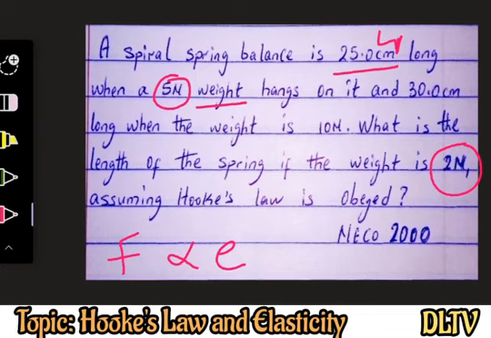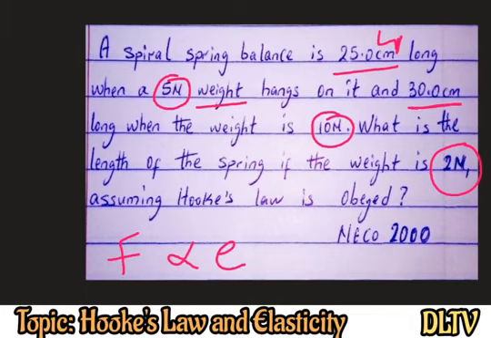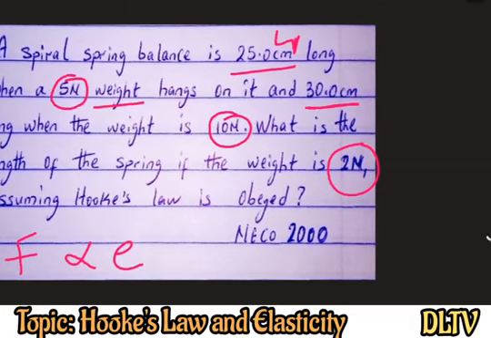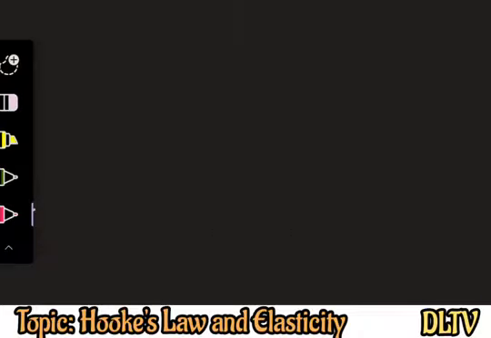Now, when the weight was changed to 10 Newton, the length became 30 cm. So we are now asked, what if we decide to make the weight 2 Newton? What will be the length? Before we move further to solve this question, I would like you to understand that when you are to solve for the extension in a material, you must always make reference to the original length of that material. How do I mean?